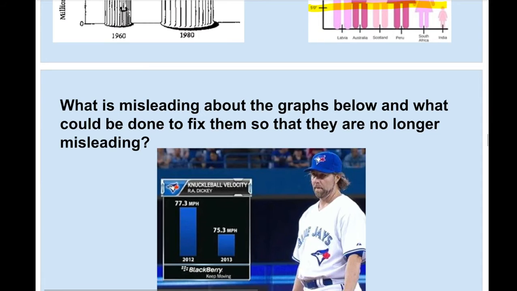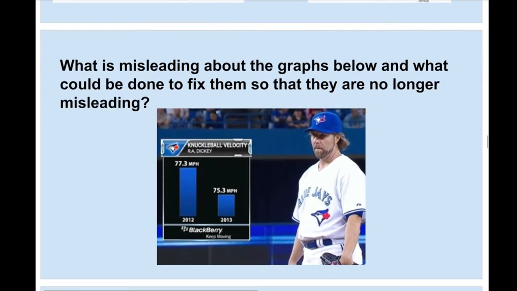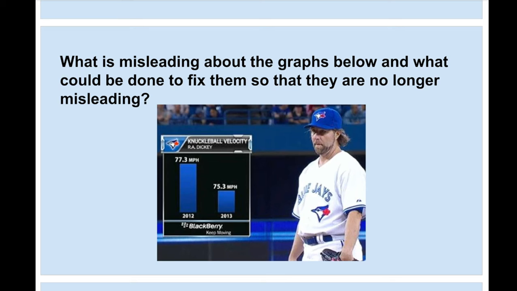So what we're going to do is look at some examples of graphs and think about why they're misleading. If we look at this graph of a knuckleball velocity, in 2012, 2013, it looks like there's quite a large drop. So why is this graph misleading? Well, there's a couple things. You could say it doesn't start at 0. So if it doesn't start at 0, we don't get an accurate visualization of how much there actually is there. You might also say that there's no scale.